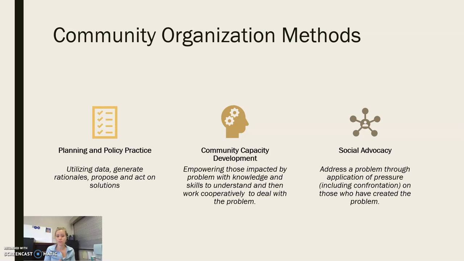Social advocacy. So this is addressing a problem through application of pressure. So this is when you think of individuals who are upset about a certain issue, right? And they kind of come outside the building and they have signs and they're protesting actively. This is when those citizens of the community are standing up for themselves, and they're making it known that there's a problem and they believe they know who can fix it, or they believe they know who caused it, and they're going to bring it to their attention. So these are all different ways that communities kind of come together.